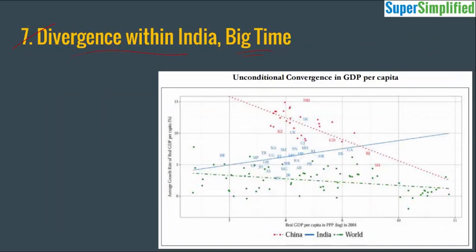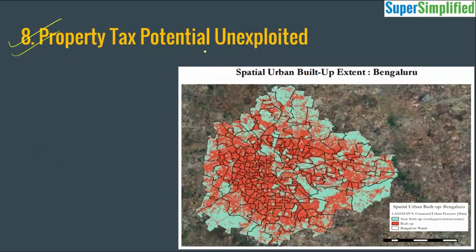Point number 7, divergence within India. There's a spatial dispersion in income and the trend is rising. The blue line you see here is representing India and it is moving on the higher side, so it is increasing. The diversity is increasing. Now point number 8 is property tax potential unexploited. Here this figure shows the spatial urban built up extent in Bengaluru. The red region is the built up area, but the property tax collected is only 5% to 10% as a source of funding for the municipalities, right? So it says there's a lot of untapped potential in the area of property tax.